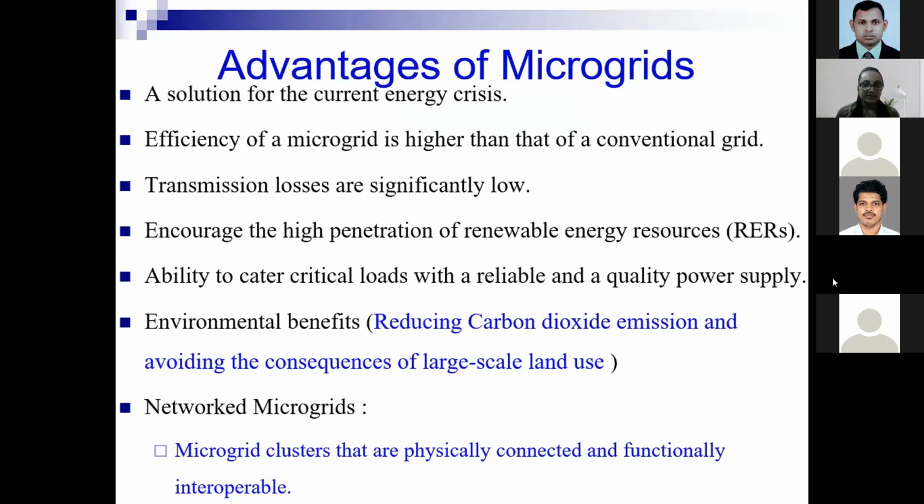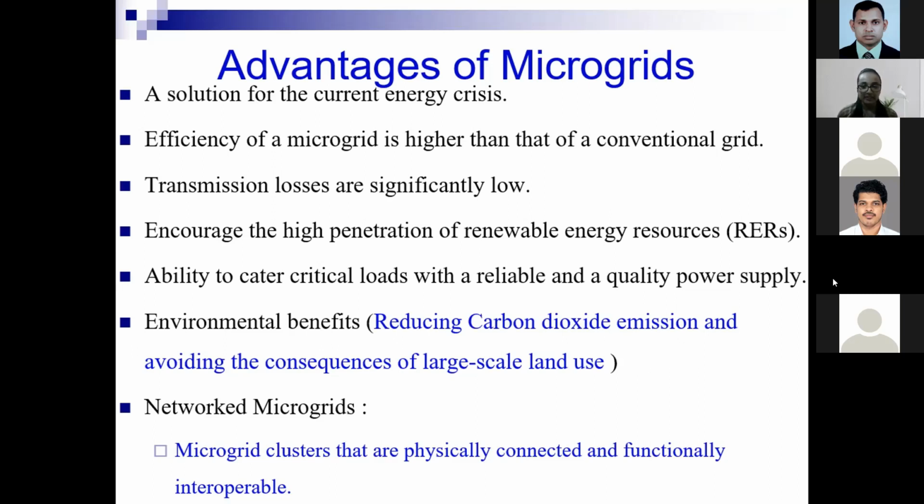So let's discuss the desirable features of microgrids. Microgrid is a solution for the current energy crisis. The efficiency of a microgrid is quite higher than a conventional grid. As we have discussed, a microgrid comprises micro sources that are quite closely located to the point of consumption. Therefore, the transmission losses are lower in comparison to a conventional grid.